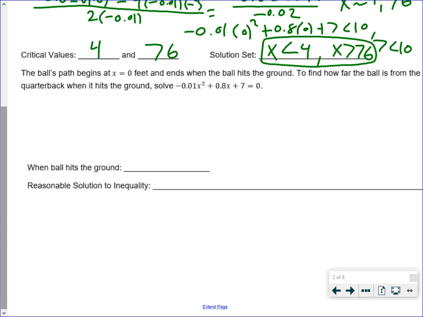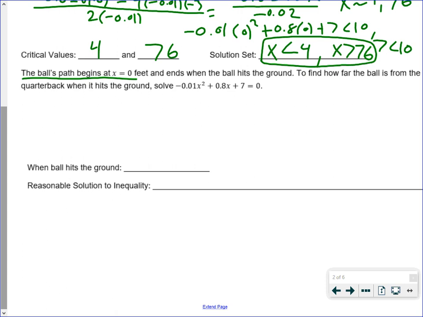You can't have a distance of a negative, so it doesn't really make sense in the context of the problem. So we need to relate it back to the problem to see what our actual reasonable solution to this inequality will be. All right, so the ball's path begins at x equals 0. Remember, we said the quarterback is standing right over the origin, so the ball's path begins at x equals 0.